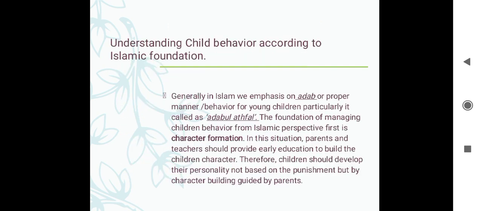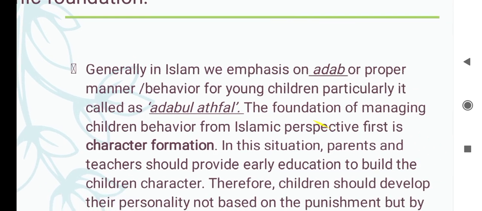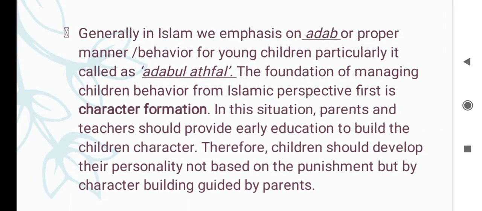Okay, and then next, understanding child behavior according to Islamic foundation. How does Islam view behavior? Generally in Islam we emphasize adab. That is an Arabic term, and in Malay we also have the term adab. In English we can translate the meaning of adab as manner or behavior.